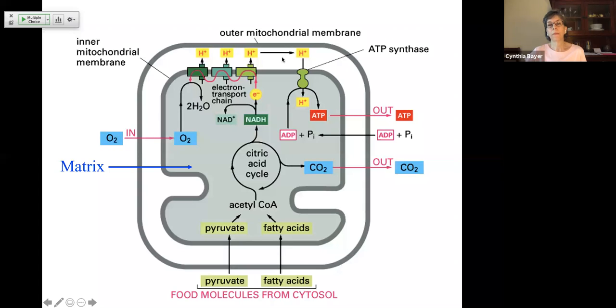Those protons in the compartment where they have been concentrated can then diffuse through a channel in this complex that we call ATP synthase, and the movement of those protons down their concentration gradient will generate ATP. So that's what we're going to continue looking at, is how transfer of electrons is coupled to pumping of protons that will create a force that will drive the synthesis of ATP.